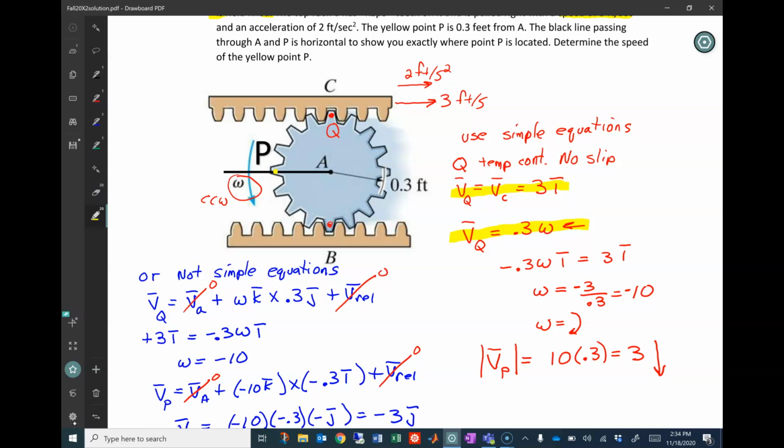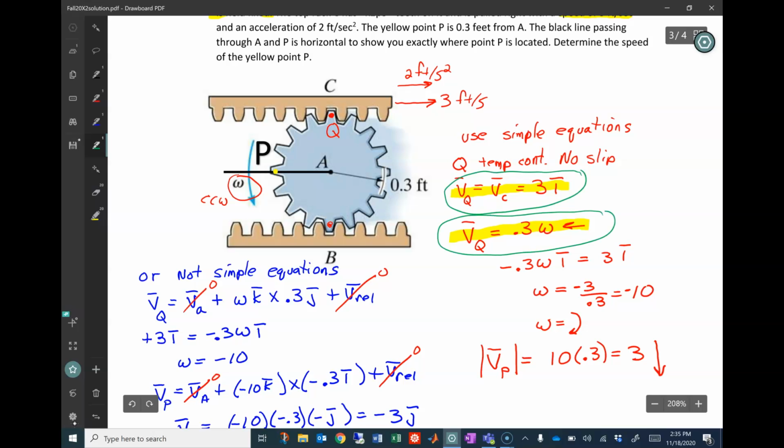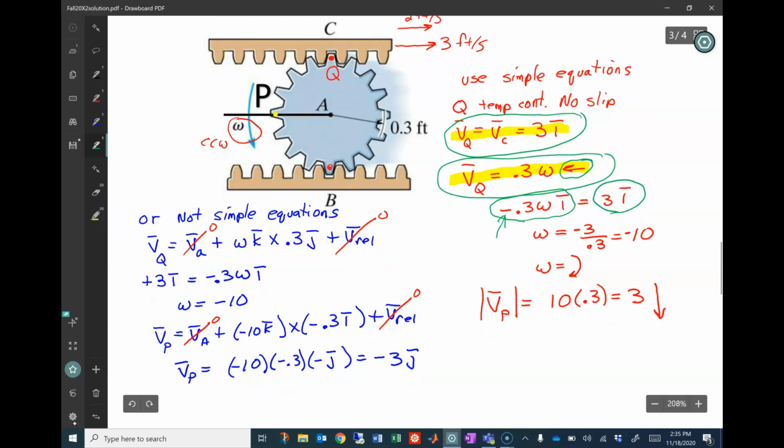Okay, so now what I'm going to do is say, well, I know what Q is. It's up here in this formula. That's what the velocity of Q is. And this is what I think it is from the simplified formula. So I just equate them. This is from the simplified formula. He's 0.3 omega left. That's why he's negative. He's left because I think omega is counterclockwise. And I set that equal to what he really is up here, 3i. And then what you solve for is just omega.